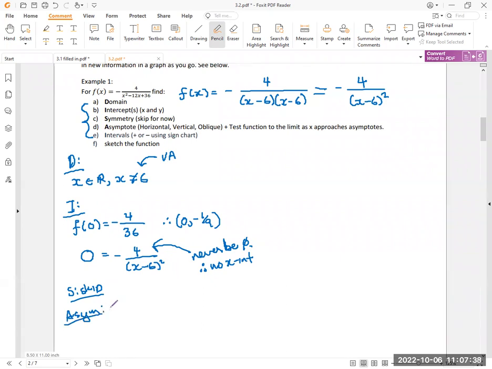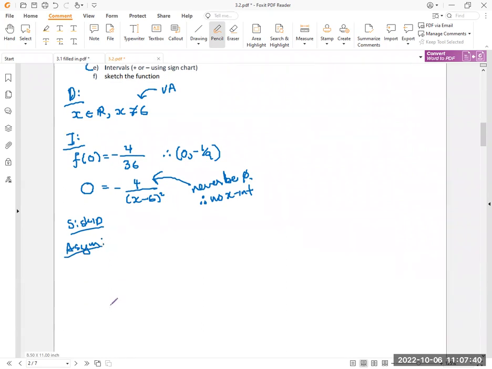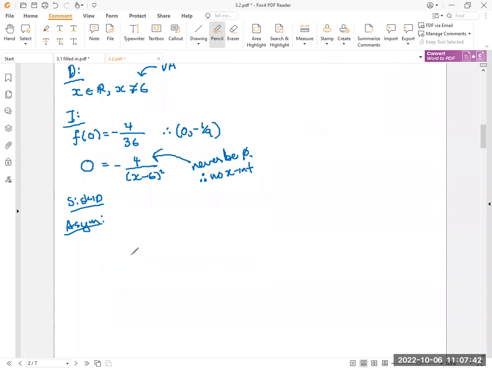Here we go. Question? Why is it negative? Pardon? Which part? This part. Well, negative 4, 0 minus 6 squared. Okay. As long as we got it. Asymptote. My vertical asymptote is already established. It's a 6. Let's test it.